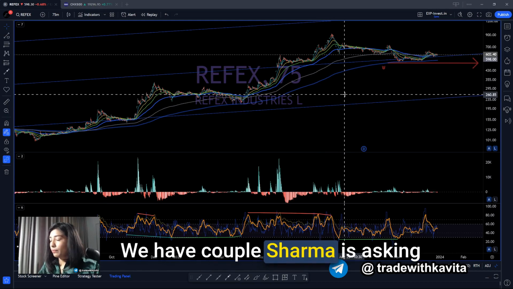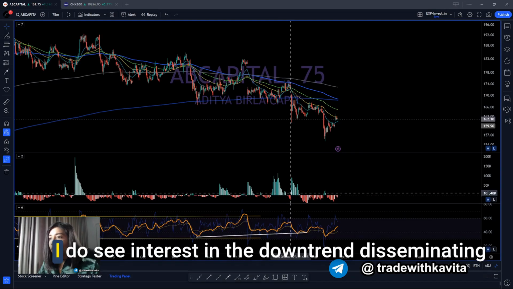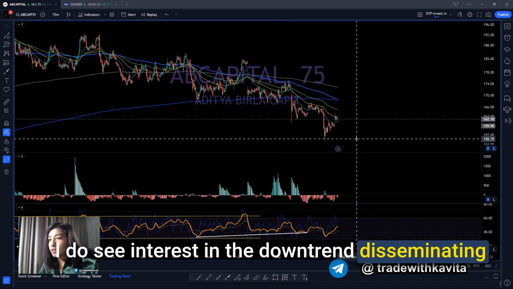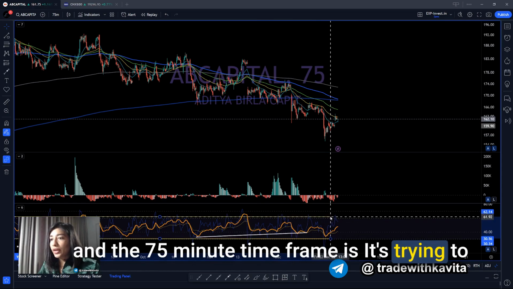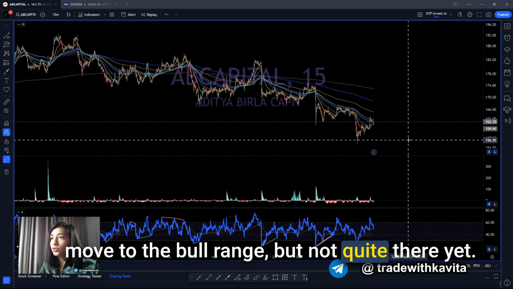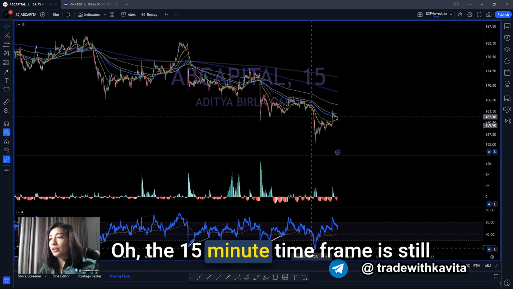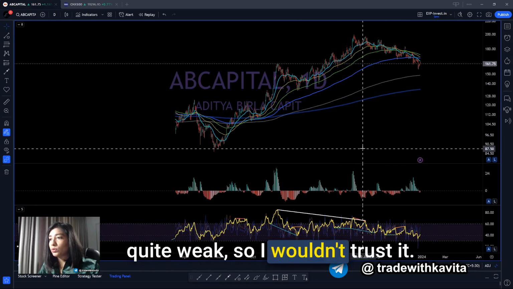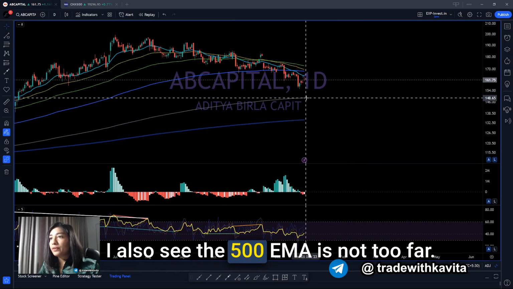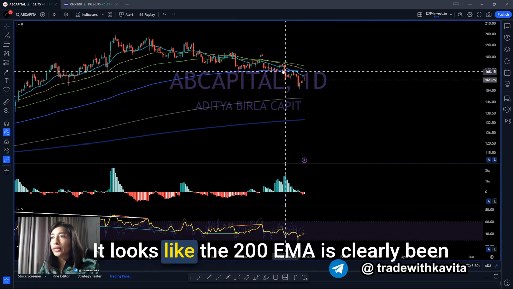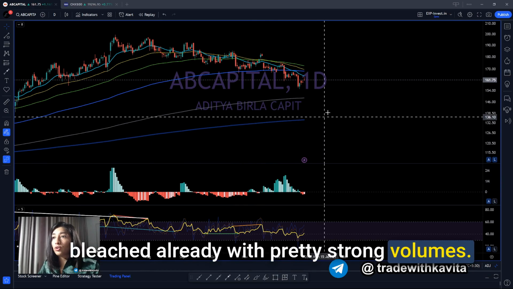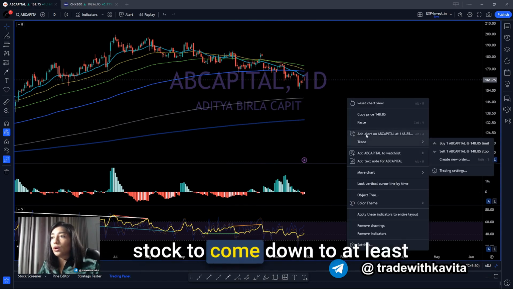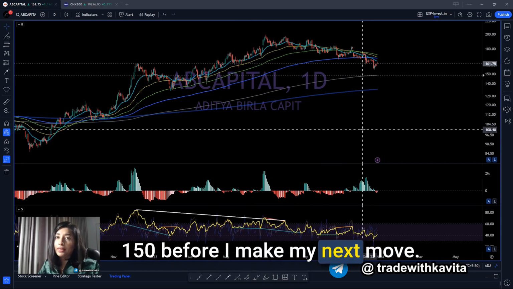We have Kapil Sharma asking for analysis of Capital. I do see the downtrend dissipating, and the 75-minute time frame is trying to move to the bull range, but not quite there yet. The 15-minute time frame is still quite weak, so I wouldn't trust it. I also see the 500 EMA is not too far. It looks like the 200 EMA has clearly been breached already with pretty strong volumes. I would definitely wait for the stock to come down to at least the support before I make my next move.